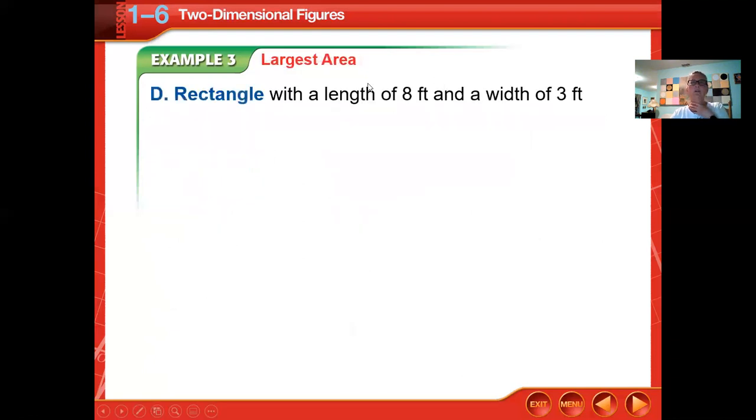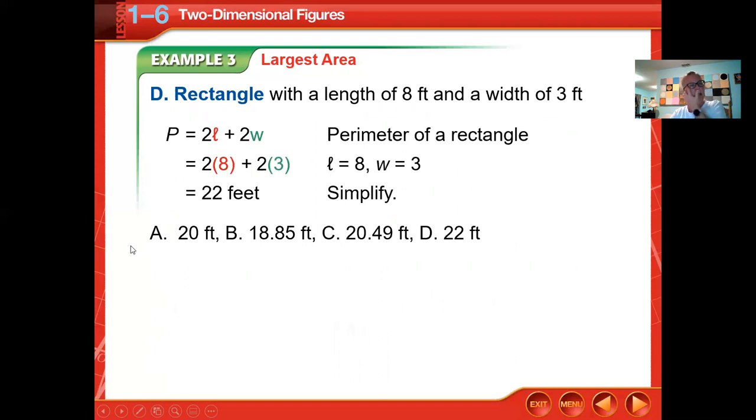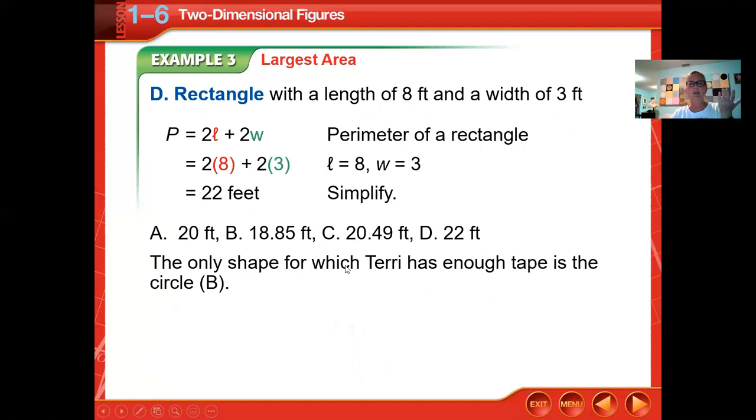A rectangle with these 2 lengths, the perimeter will end up to be 22 feet. And here's all of your options. And if you recall, the question said the person had 19 feet of tape. So the only shape for which Terry has enough tape is this circle, which is found in part B. And so that is the correct answer.